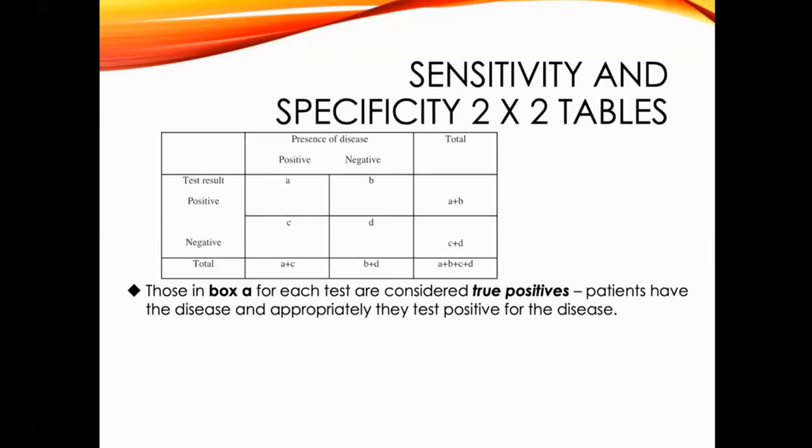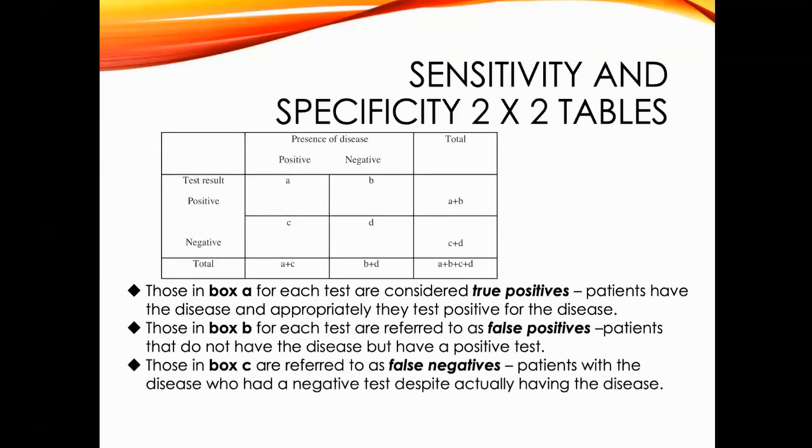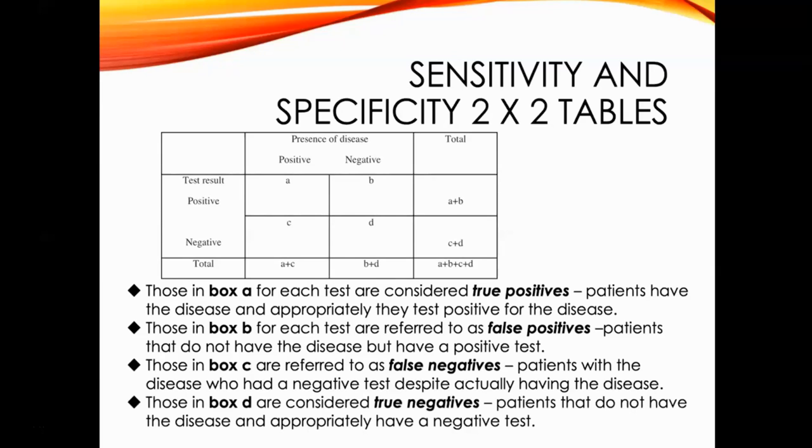Box A is for true positives, patients who have the disease and appropriately test positive for the disease. Box B is for false positives, patients that don't have the disease but have a positive test. Box C is for the false negatives, patients with the disease who have a negative test despite actually having the disease. And box D are the true negatives, patients that do not have the disease and appropriately have a negative test. The number of patients with the disease is A plus C.